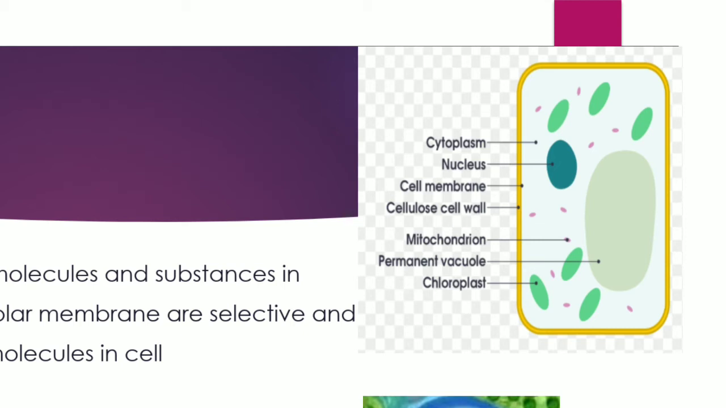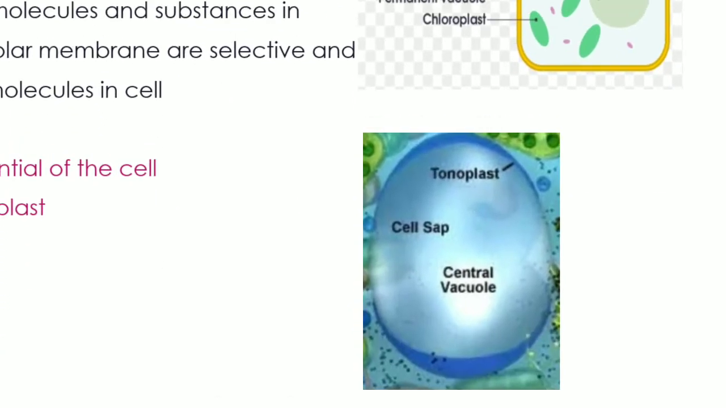Next one is the permanent vacuole, which is an important one and plays an important role in osmosis. Now comes the vacuole. This is the structure of the vacuole, and the membrane that surrounds the vacuole is called the tonoplast. And the cell sap, indicated here, is also called vacuolar sap.